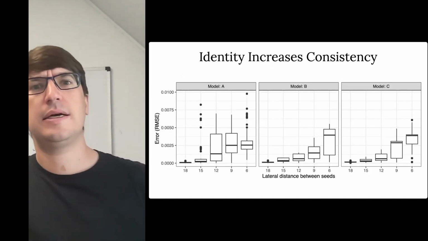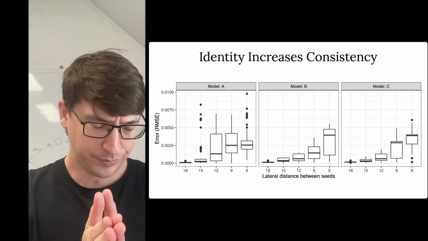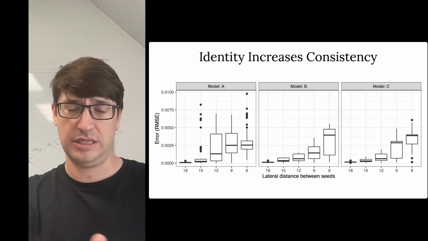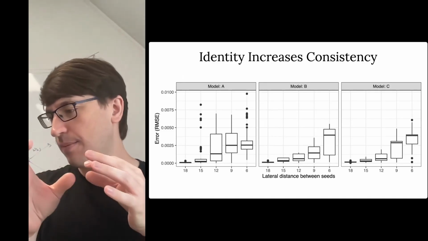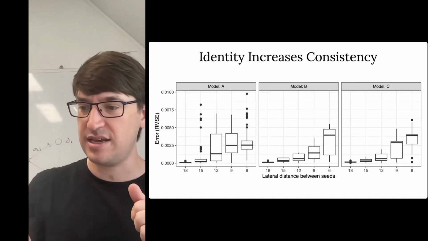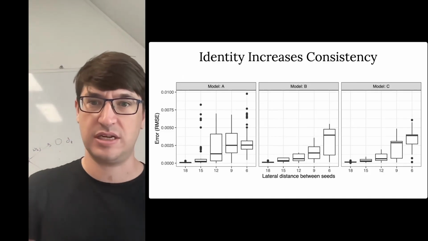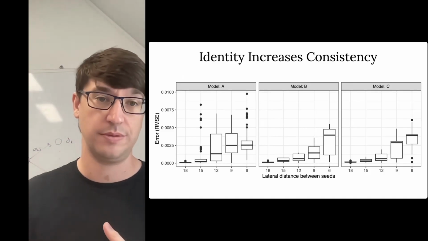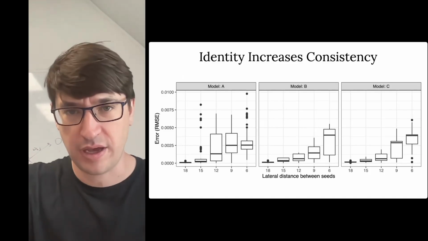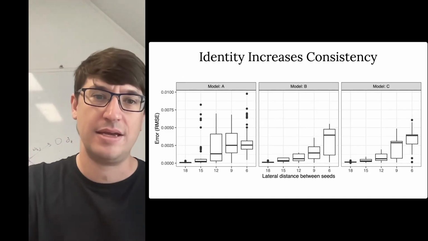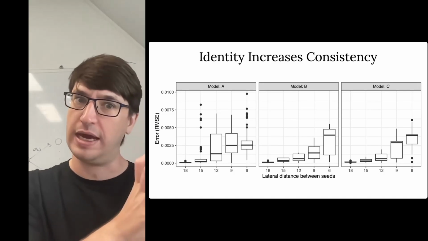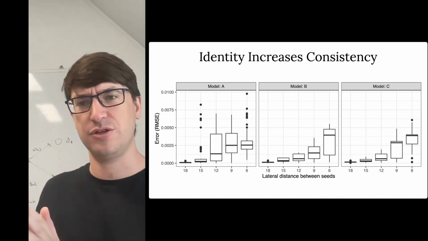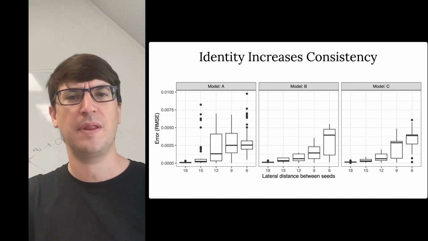So, into the results. It turns out, and you can see this here, and I'll talk you through this graph in a second, introducing this identity value really increased the consistency and the stability of these organisms. So we can see on the graph here, we've got three panels. Model A is on the left, Model B in the middle, Model C on the right. Model A is our control case, which has none of this identity. The other two have different types of identity in them.